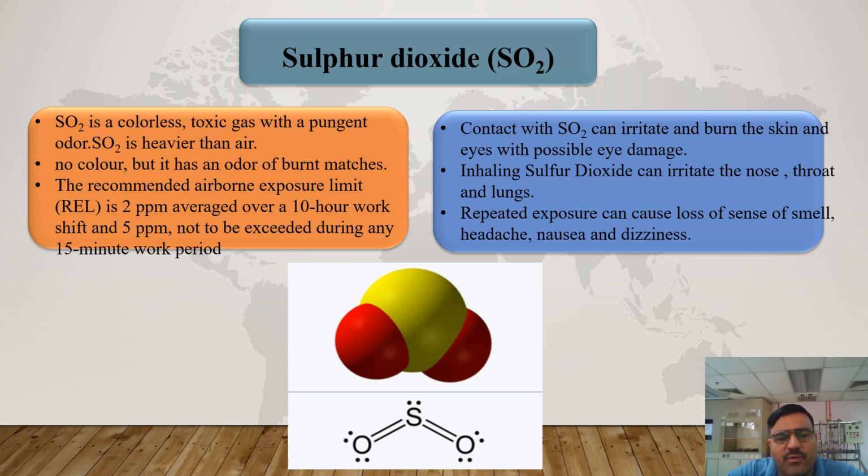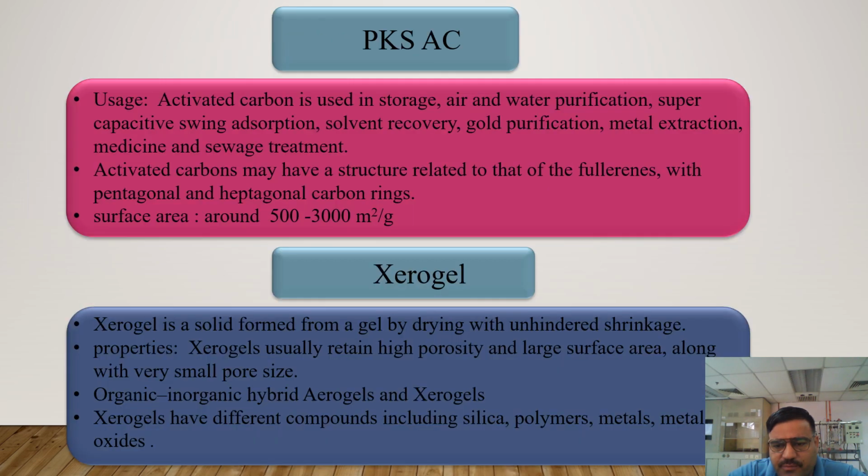The recommended airborne exposure limit is 2 parts per million averaged over a 10-hour work shift and 5 parts per million, not to be exceeded during any 15-minute work period. Contact with SO2 can irritate and burn the skin and eyes with possible eye damage. Inhaling sulfur dioxide can irritate the nose, throat, and lungs. Repeated exposure can cause loss of sense of smell, headache, nosebleed, and dizziness.